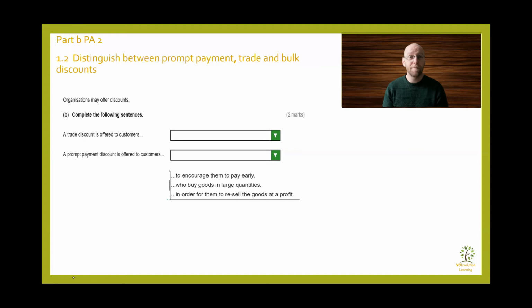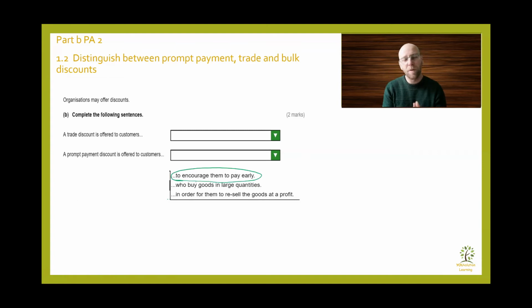So prompt payment, as you may know, is when we try and incentivize our customers to pay us early. So when we understand that, prompt payment discount means here's an incentive, you pay us early, you get an extra discount. Out of those 3 options we've got one that even just literally says that, to encourage them to pay early. So the first one, the prompt payment discount is offered to customers to encourage them to pay early. So that's that option selected.